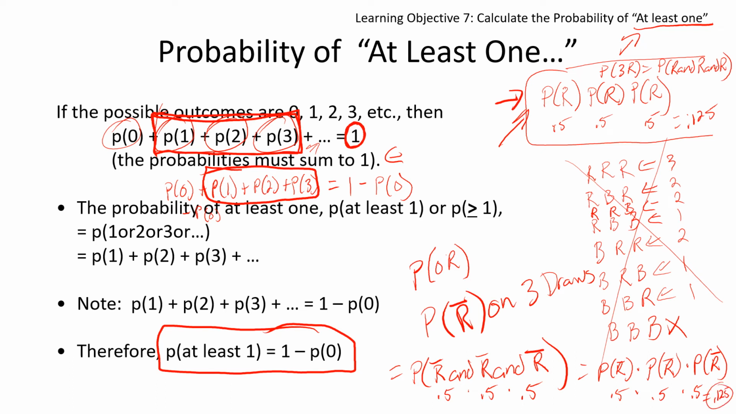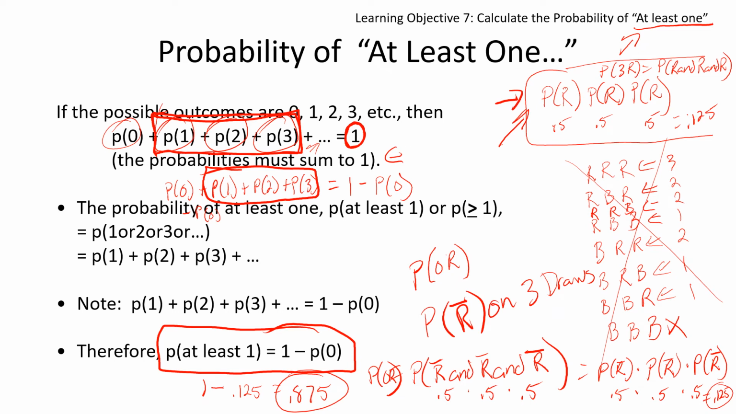But that isn't the probability of at least 1. The probability of at least 1 is going to be 1 minus that, because that was the probability of 0. Probability of 0 red is equal to that. So 1 minus 0.125, and we get 0.875. So the probability of getting at least 1 red card on 3 draws is 87.5%, 0.875.